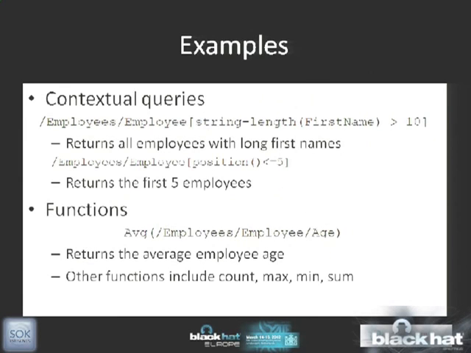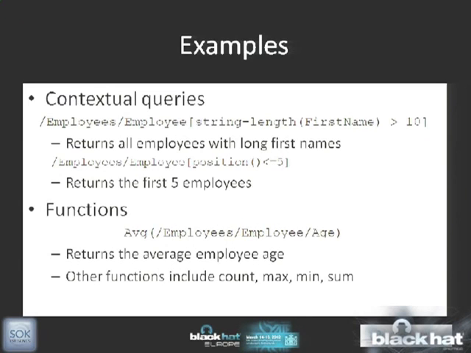Some more examples. Over here we've used the string length function, and we've given the node name, which is the first, which has a value first name. So this will return all the employees with a long first name. I think 10 characters is a pretty long first name in Britain. Anyways, similarly, you can have a position function, and this particular function will return the first 5 employees within the XML document.